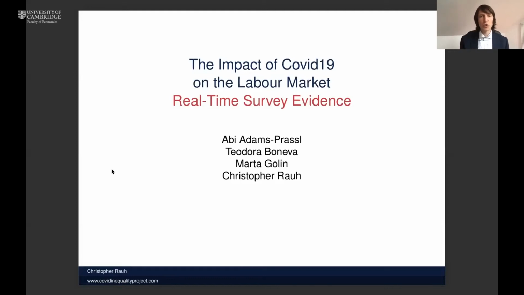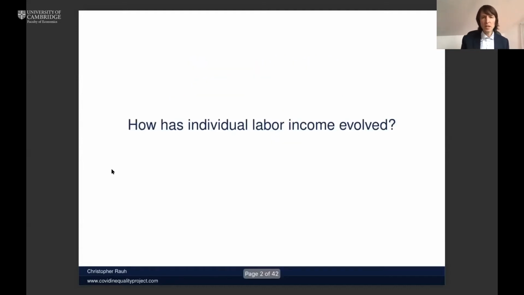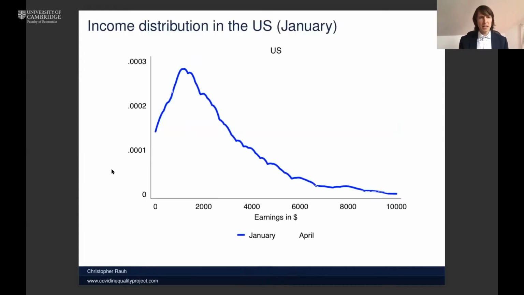So this is again joint work with Abby Adams-Prassel, Teodora Buneva, and Marta Gulin. First, we'll look a bit at how individual labor income has evolved over the course of the pandemic. Here we see the income distribution in the US in January. These are net monthly earnings, and it's a typical log normal distribution.